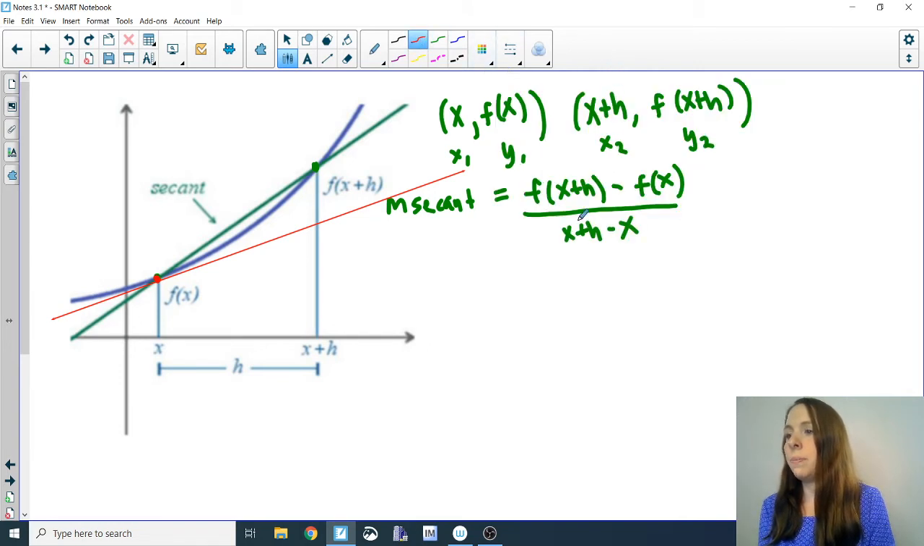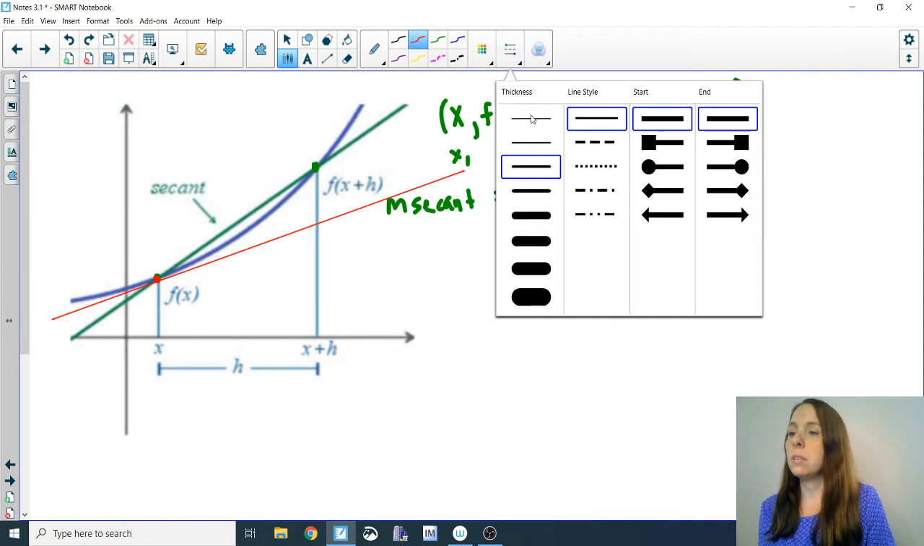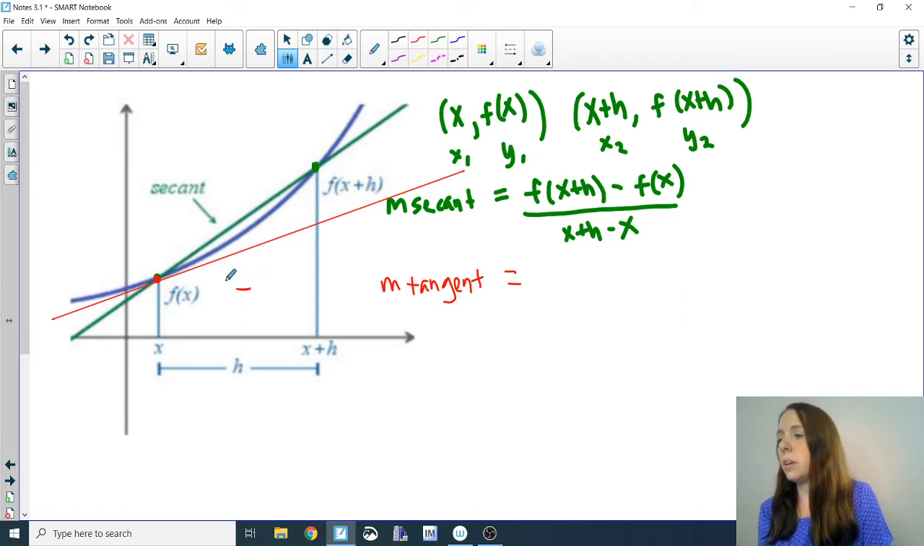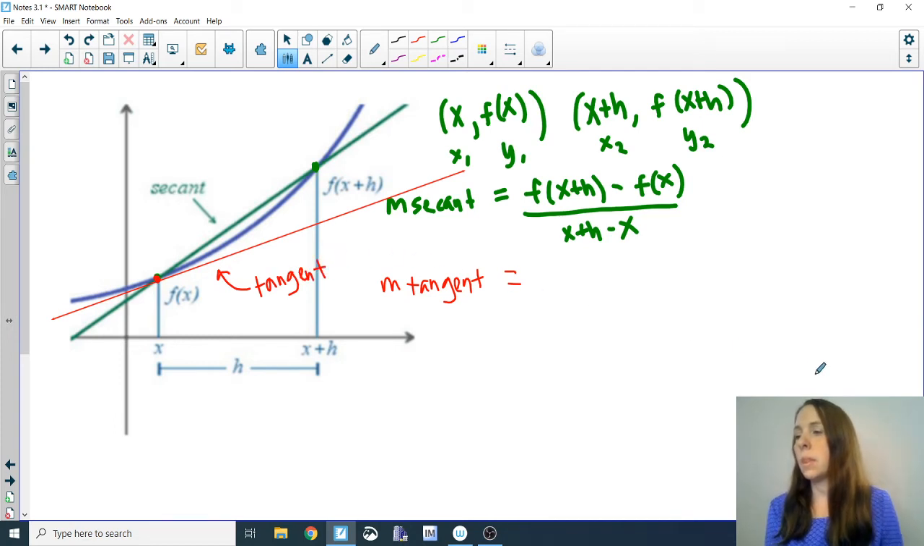So now, what we're going to do is write a slope formula for this line, which is called a tangent line. I should put that right here. The red line is a tangent line. And this is where we're going to get the definition of derivative that you wrote from the initial slide. How do we take this secant line formula and turn it into the definition of a derivative?